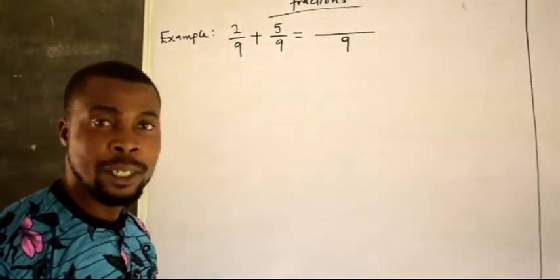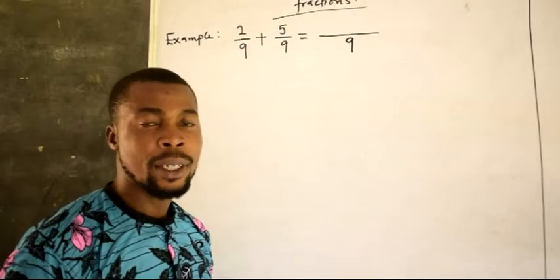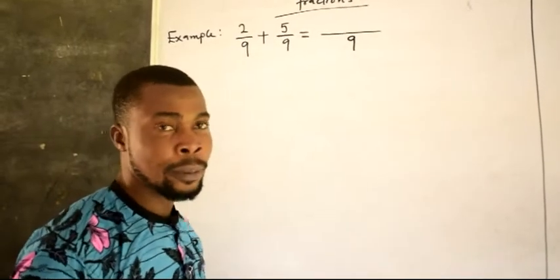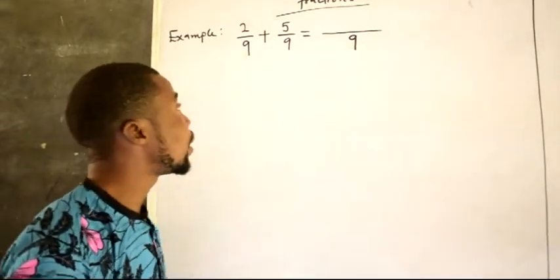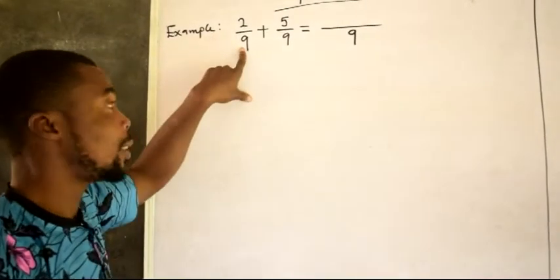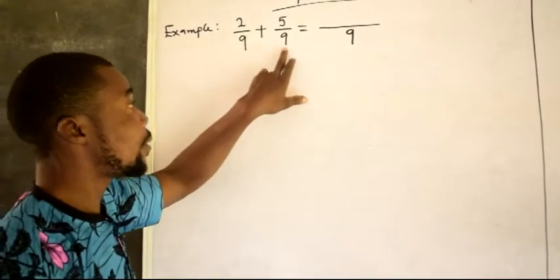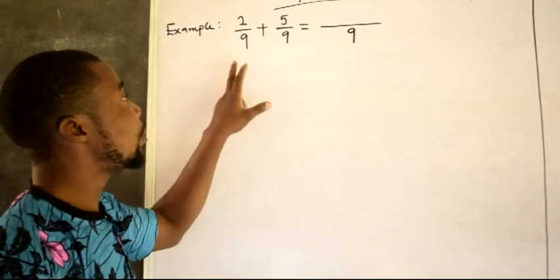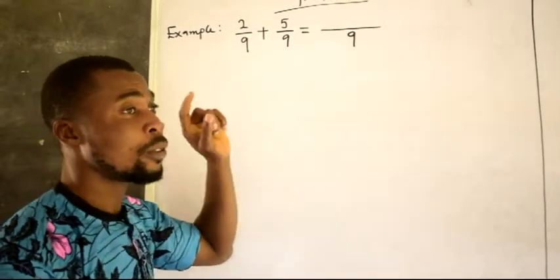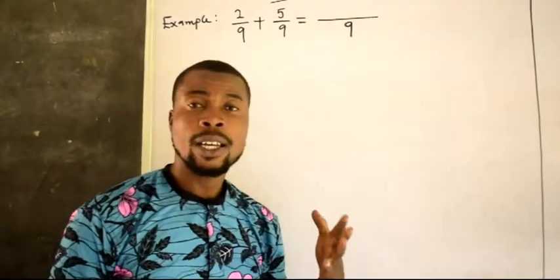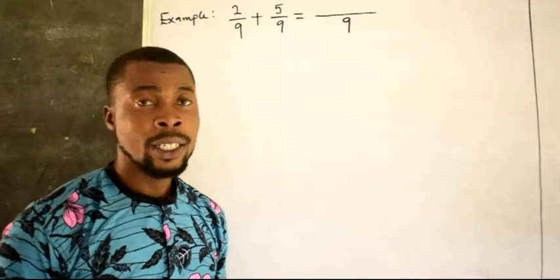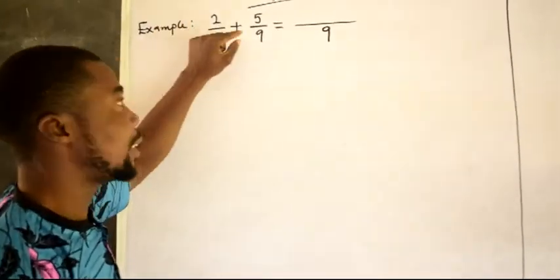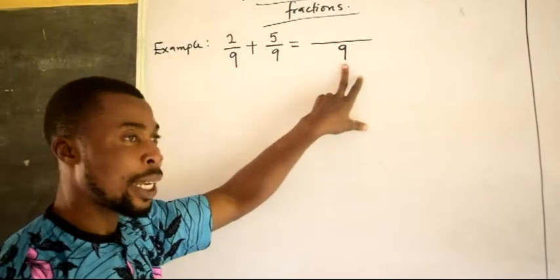If we have the same number, the LCM will remain that number. For instance, if it were 7 here and 7 here, the LCM of 7 and 7 will give us 7. The LCM of 8 will give us 8. So the LCM of 9 and 9 will give us 9.